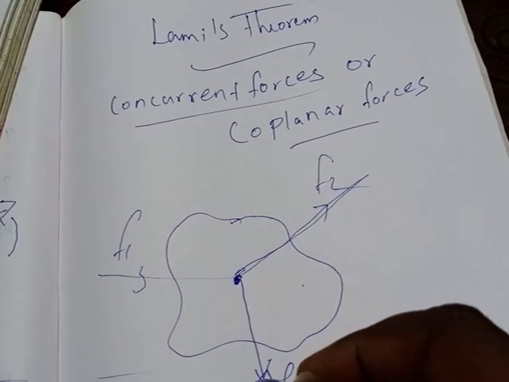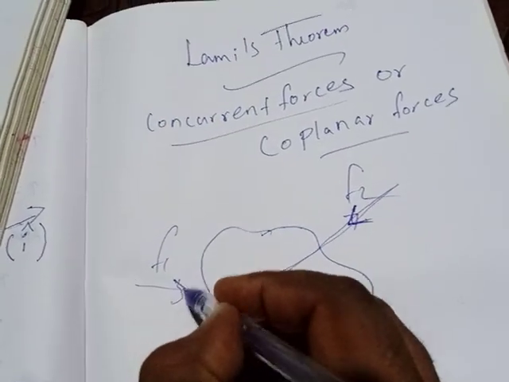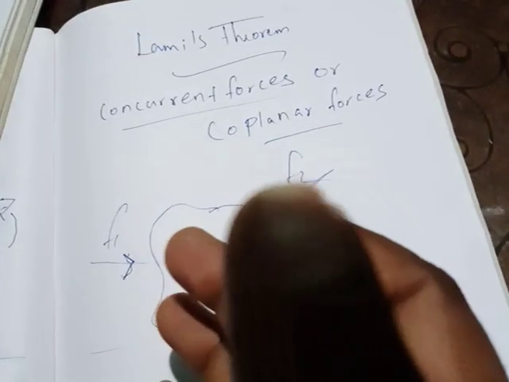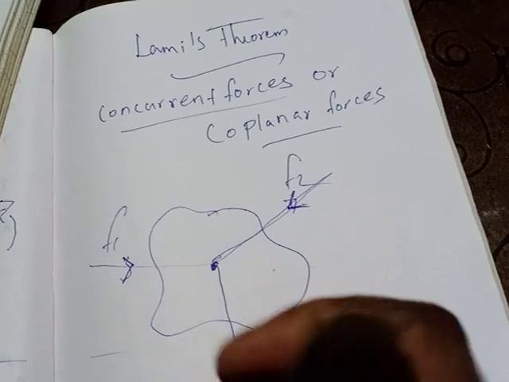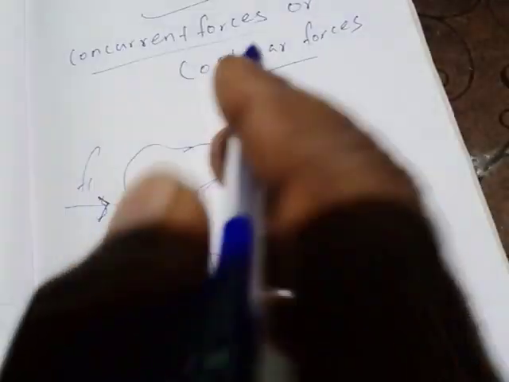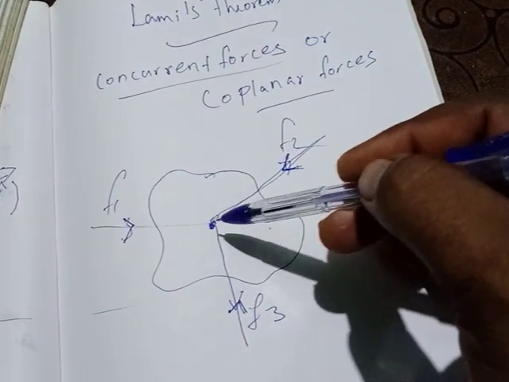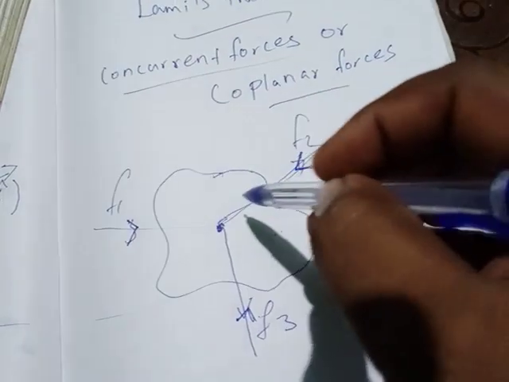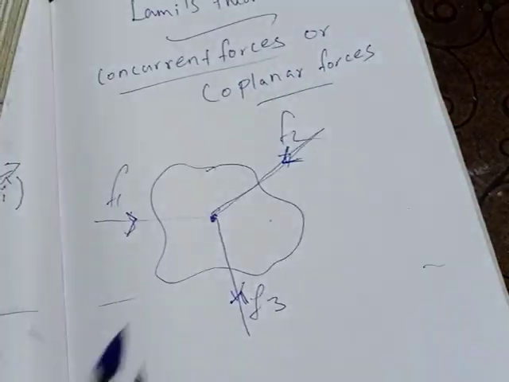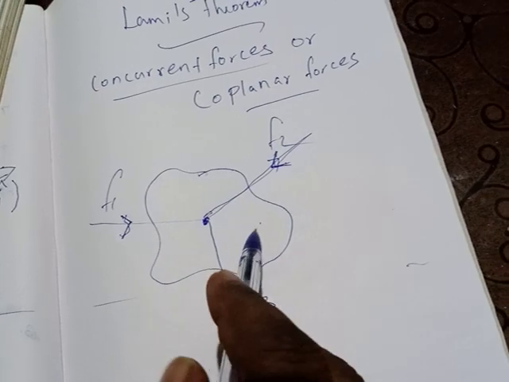So arrow mark you can keep it inside. So three forces here, you can see three forces from different directions which are acting at a common point. So this collection of forces we can tell is concurrent. It is an important thing: these concurrent forces need not be in the same plane.